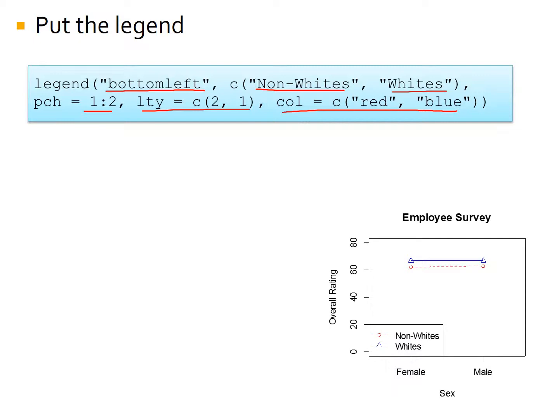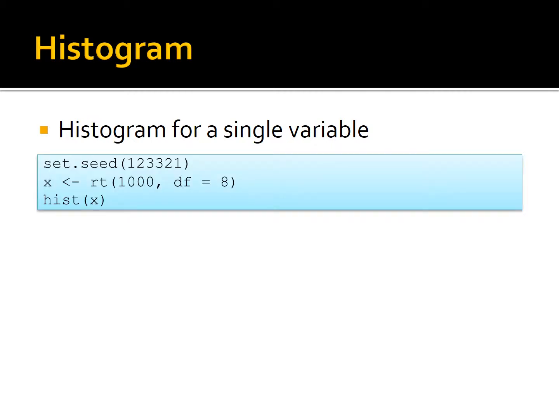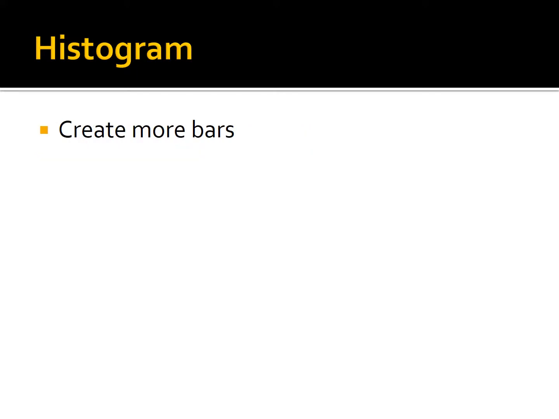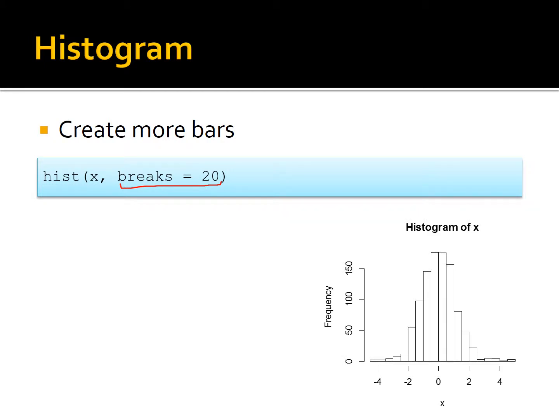Okay, let's move on to the histogram. A histogram of a single variable is very easy, so I set the seed, I create the data, and I provide the histogram. Data is created from the T distribution with degrees of freedom of 8. Okay, and this is the histogram. If we want to have more bars on the histogram, we can use the breaks argument to be something more than 15 because the default is around 10 to 15. Okay, we will get this histogram.